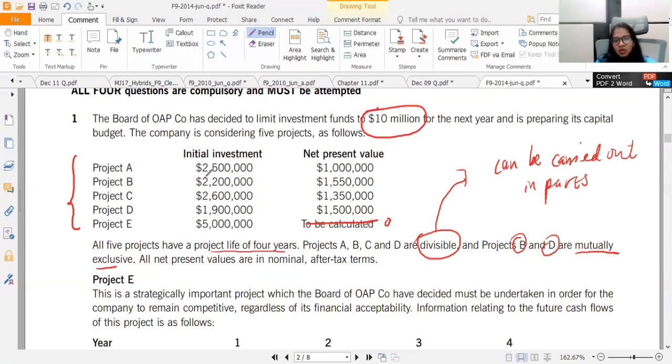Now, project E is a strategically important project, and the board has decided that it must be undertaken in order for the company to remain competitive. So, whether your ranking is high or low, you need to take on this project. Project E will always be taken on, so it will be ranked as number one. So, let's learn how to do this question together. I'm going to share my Excel sheet. Hold on.